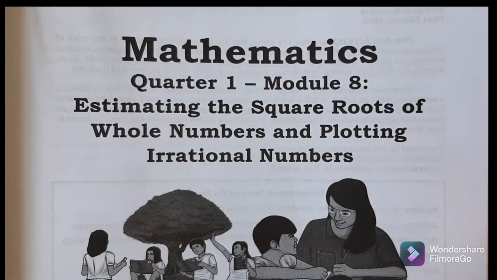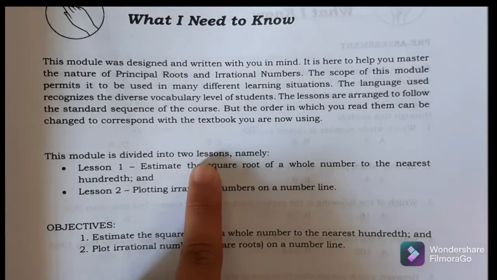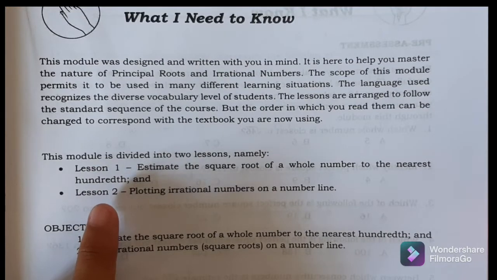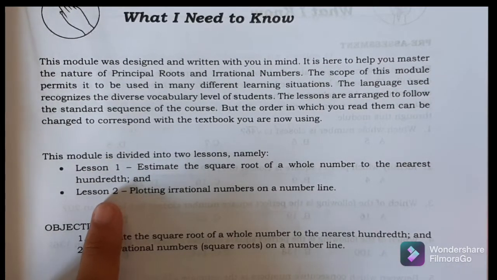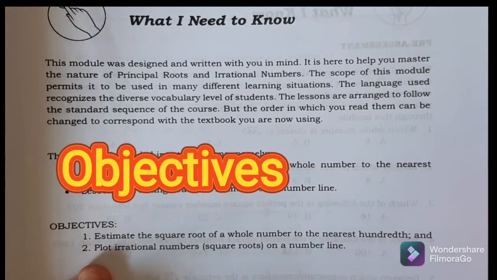Mathematics Quarter 1 Module 8, Estimating the Square Roots of Whole Numbers and Plotting Irrational Numbers. This module is divided into two lessons. Lesson 1 is Estimating the Square Root of a Whole Number to the nearest hundredths. And Lesson 2, Plotting Irrational Numbers on a Number Line. We have the objectives. Number 1, estimate the square root of a whole number to the nearest hundredth. And number 2, plot irrational numbers or square roots on a number line.